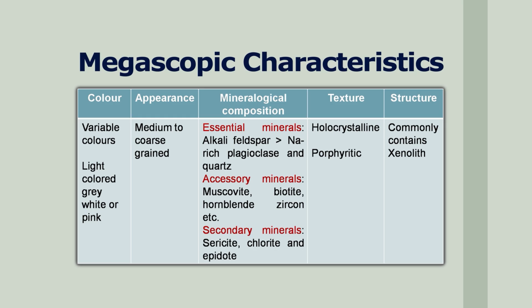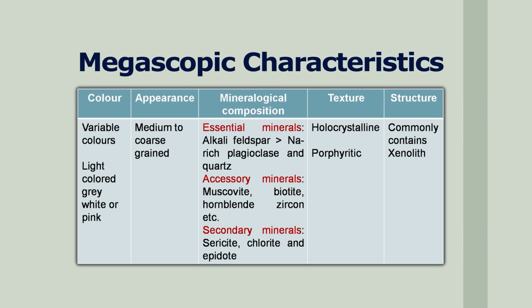Mineralogically, the essential minerals which have to be there in a granitic composition are alkali feldspar, sodium-rich plagioclase and quartz, and the alkali feldspar proportion is usually more than that of sodium-rich plagioclase like albite. Accessory minerals in granite include muscovite, biotite, hornblende, zircon, etc.